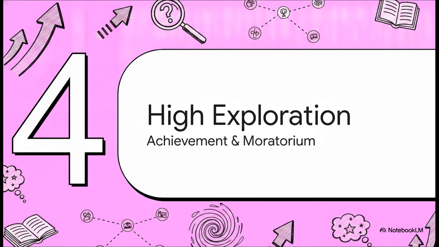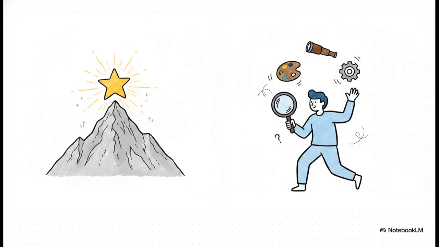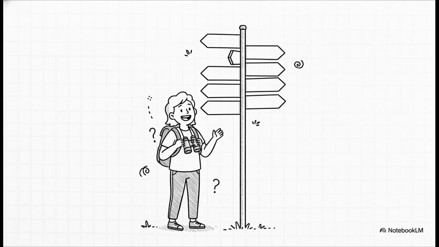All right, Section 4, High Exploration Statuses Explained. Here we're comparing the orange quadrant, identity achievement, where both variables are high, against the blue quadrant, identity moratorium, where exploration is high but commitment is still low. These are the much more active phases of crisis resolution. Let's look at the blue moratorium section.